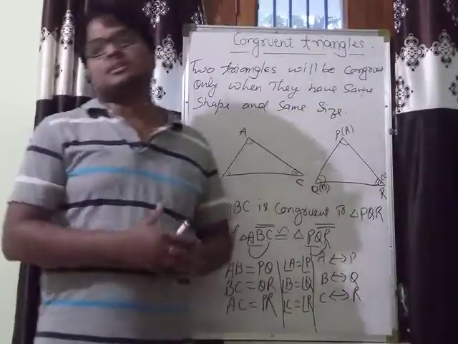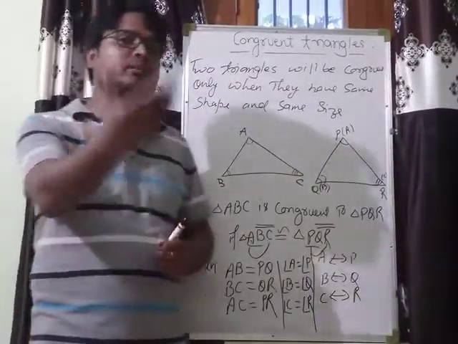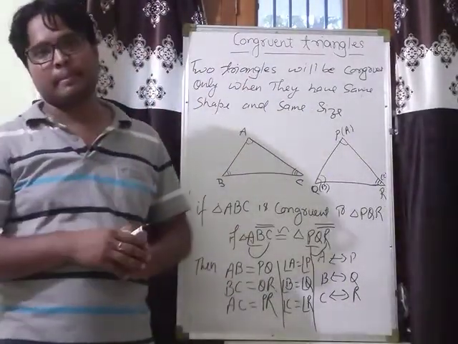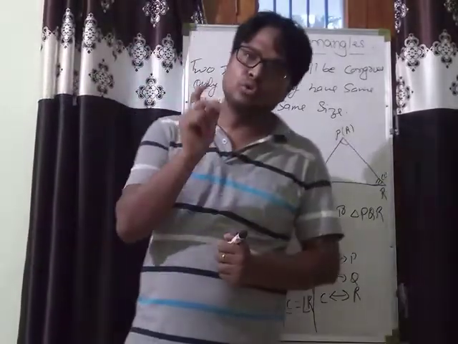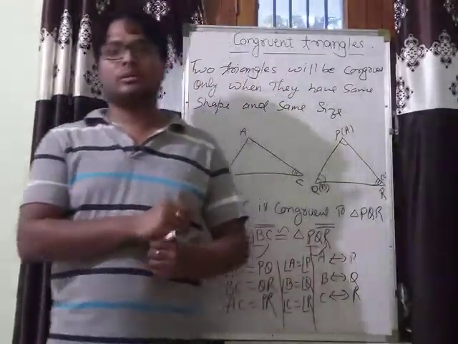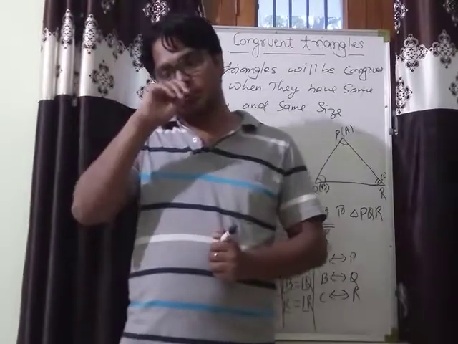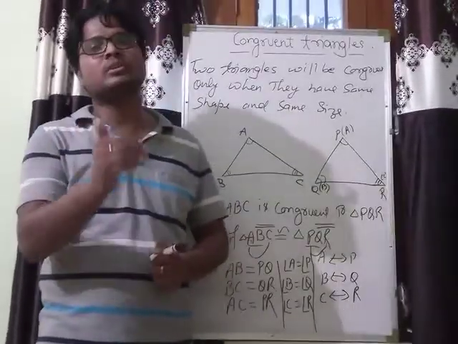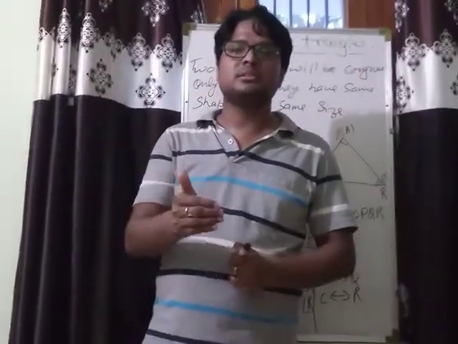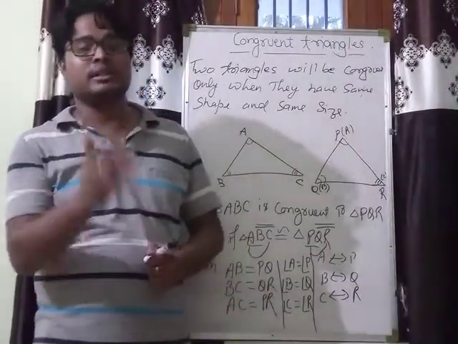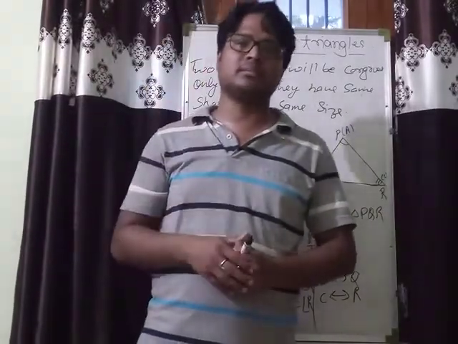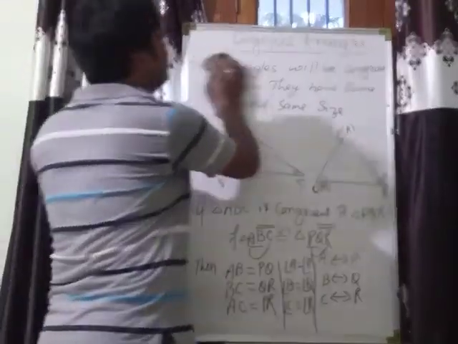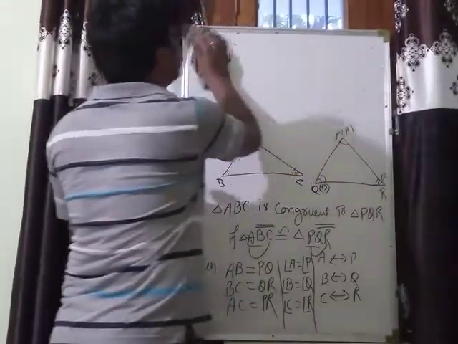What are the conditions under which the triangles will be congruent? There are a few congruency rules which, when satisfied by two triangles, make the triangles congruent. You have read about these congruency rules in class 7. We will revise them. Okay? So these are the congruency conditions, the congruency rules of two triangles.